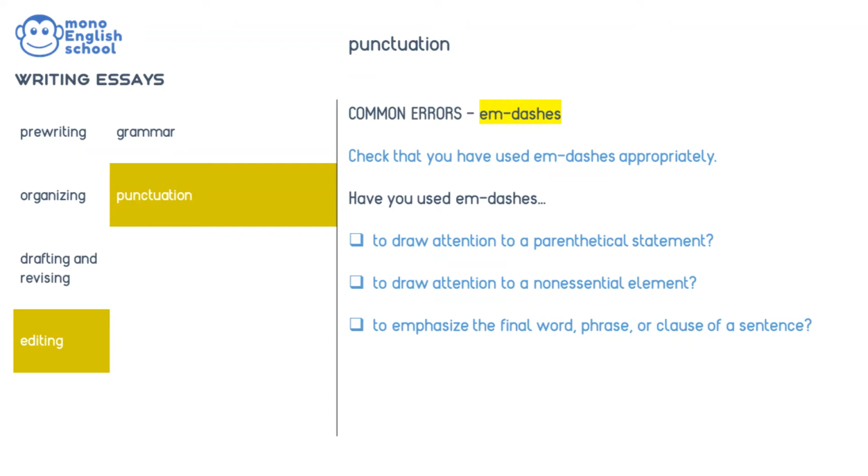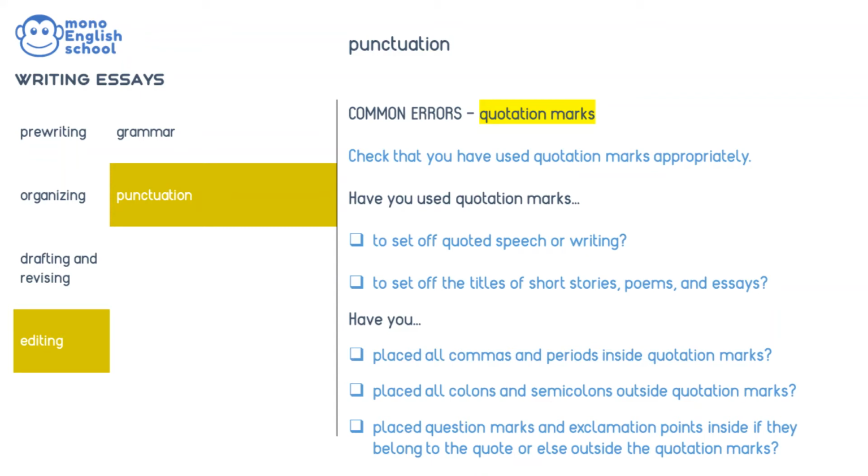Finally, we need to discuss quotation marks and their relationship with other punctuation marks. First, make sure that you have used quotation marks to set off quoted speech or writing, and to set off the titles of short stories, poems, and essays. And then check if you have placed all commas and periods inside quotation marks, placed all colons and semicolons outside quotation marks, placed question marks and exclamation points inside if they belong to the quote, or else outside of the quotation marks.